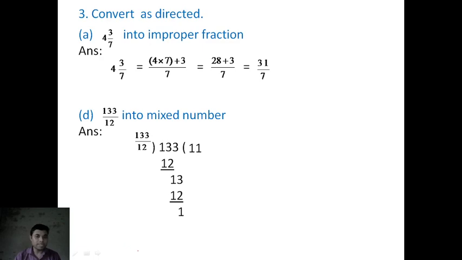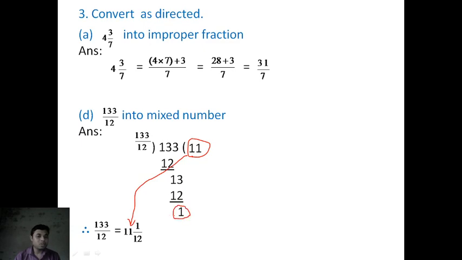Now the important thing. This given improper fraction is equal to 11 whole 1 by 12. So how do you write it? The quotient will be the whole part. Please remember it, the quotient will be the whole part. Some students will make the mistake, so please be very careful.